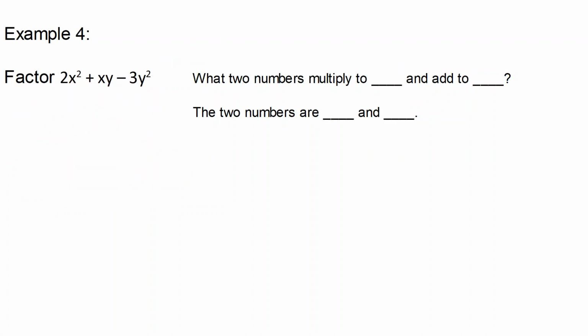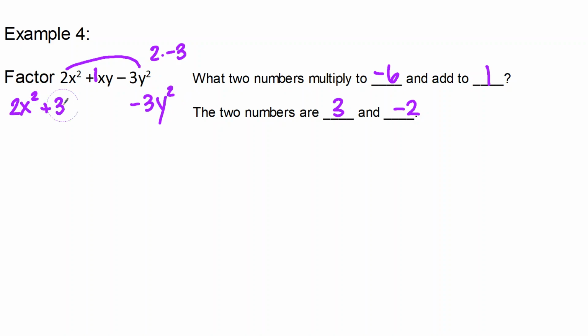Okay, we're going to do one more with multiple variables. Same idea, just x's and y's. So here, there is no GCF. So I'm going to say we need to do 2 times negative 3. That's our target number. We need numbers that multiply to negative 6 and add to a positive 1, which would be 3 and negative 2. So we're just going to say 2x squared out front. Negative 3y squared is still in the back, but it's going to be plus 3xy minus 2xy.